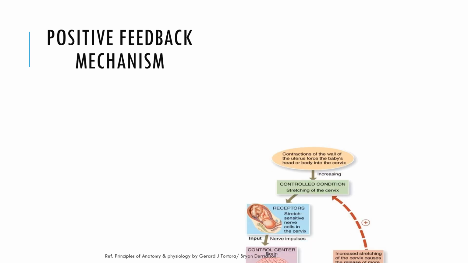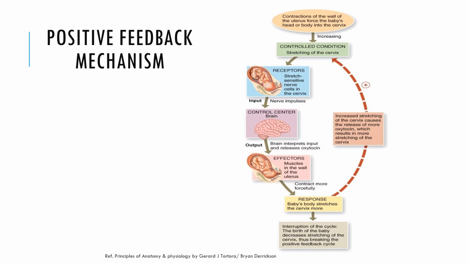Now the next is the positive feedback mechanism. So this is an example of positive feedback mechanism. A positive feedback mechanism occurs when the change in a parameter triggers a response that causes changes in the same direction. Unlike in the case of negative feedback mechanism, where the changes occur in the opposite direction, in positive feedback mechanism the changes occur in the same direction.